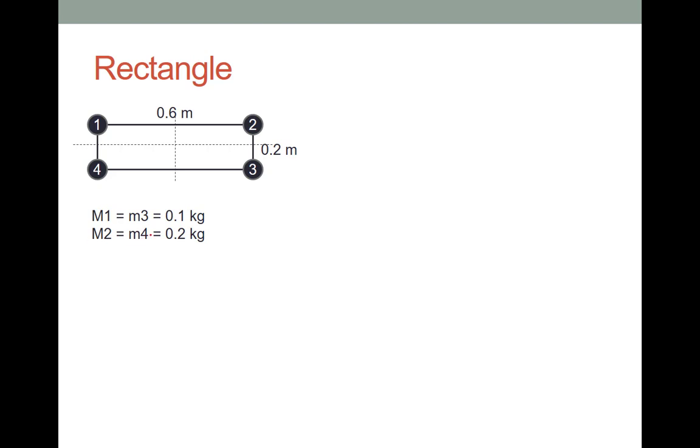The masses are given below. M1 and M3 are 0.1 kilograms, M2 and M4 are 0.2 kilograms, and we're told the lengths of the sides. We're going to do this calculation twice. The reason we're going to do it twice is we're going to do it for the rotation about this axis and for the rotation about this axis, showing that you get different values depending on how you're rotating.